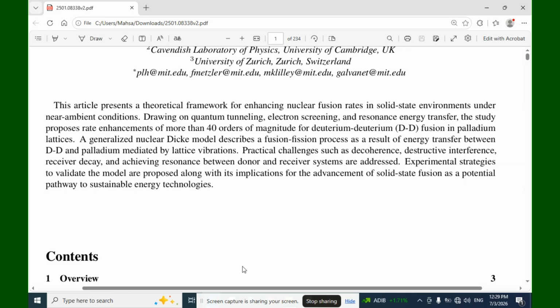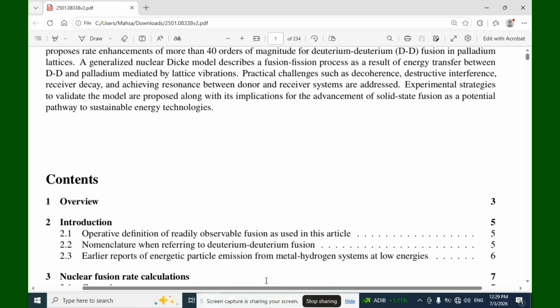A generalized nuclear decay model describes a fusion-fission process as a result of energy transfer between deuterium and palladium mediated by lattice vibrations. Practical challenges such as coherence, destructive interference, receiver decay, and achieving resonance between donor and receiver systems are addressed. Experimental strategies to validate the model are proposed, along with its implications for the advancement of solid-state fusion as a potential pathway to sustainable energy technologies.